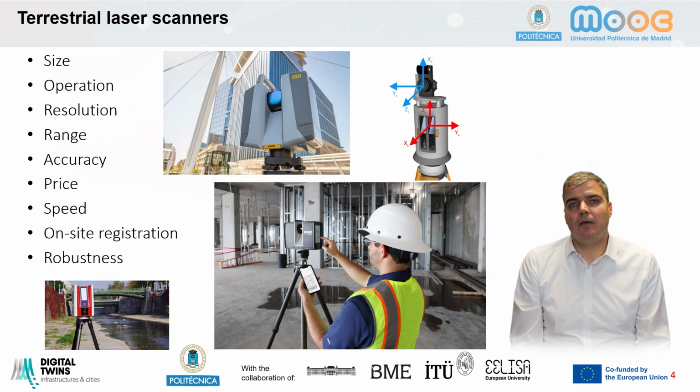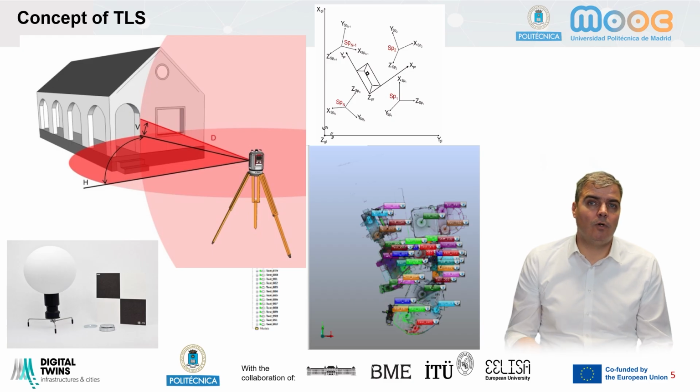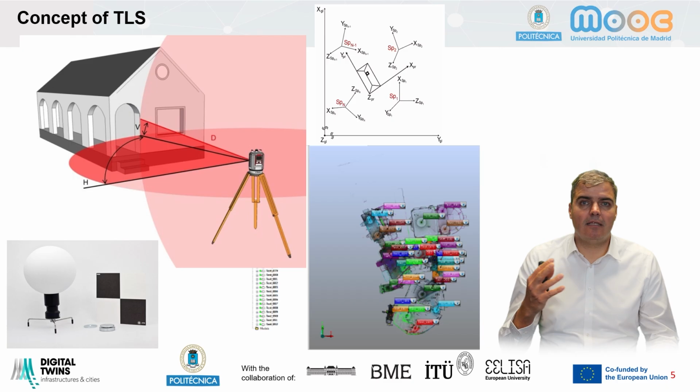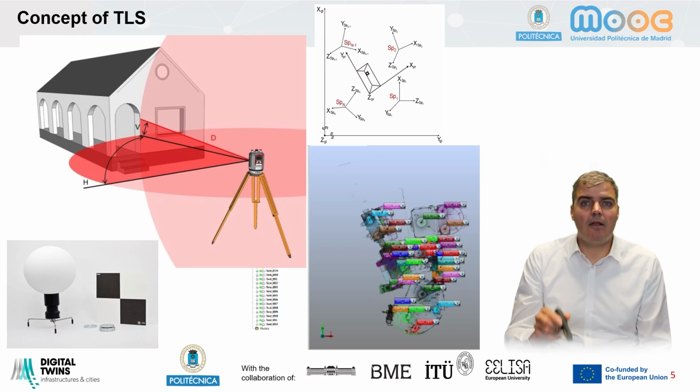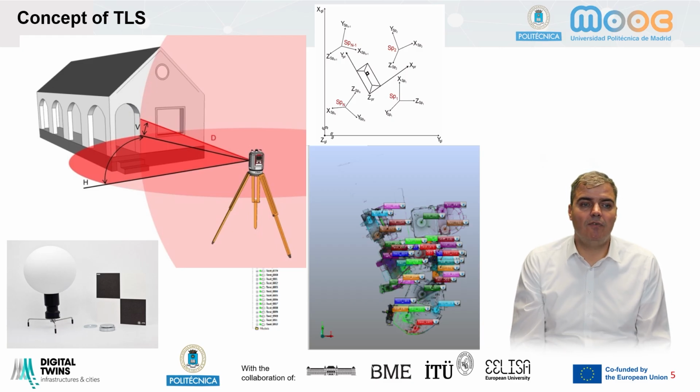But the main principle, or the concept, of terrestrial laser scanning is pretty similar to that of total stations. We are measuring horizontal and vertical angles and distances, like in case of a total station, but we are measuring multiple points, even 1 million points per second, and we are capturing the entire surface of an area. Instead of targeting particular points on site, we are capturing the entire visible surface.